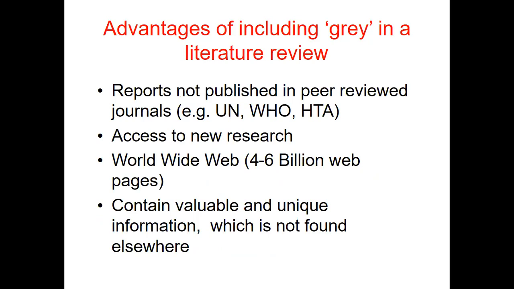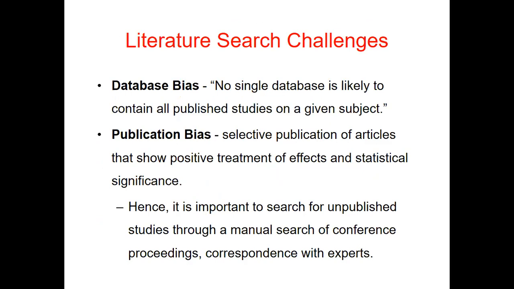So there's a lot. That's what we would say from this slide, okay? Of course, there are challenges which you need to be aware of, database biases. No single database is going to contain all the studies that you need. There are also publication biases. You have to be aware of it and report it in your publication. Publication bias, for example, is the selective publication of articles that show positive treatment effects or any statistical significance. That could be one example of such biases.